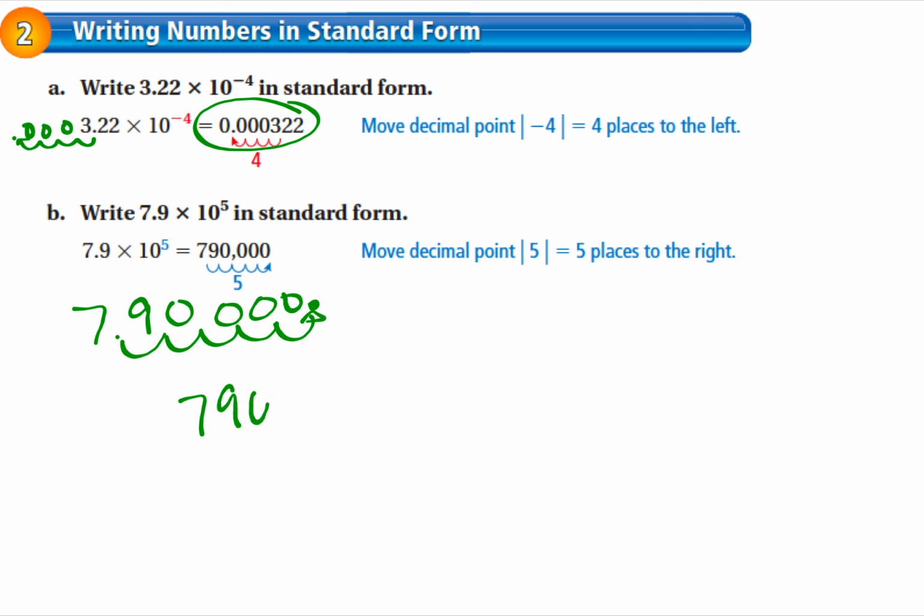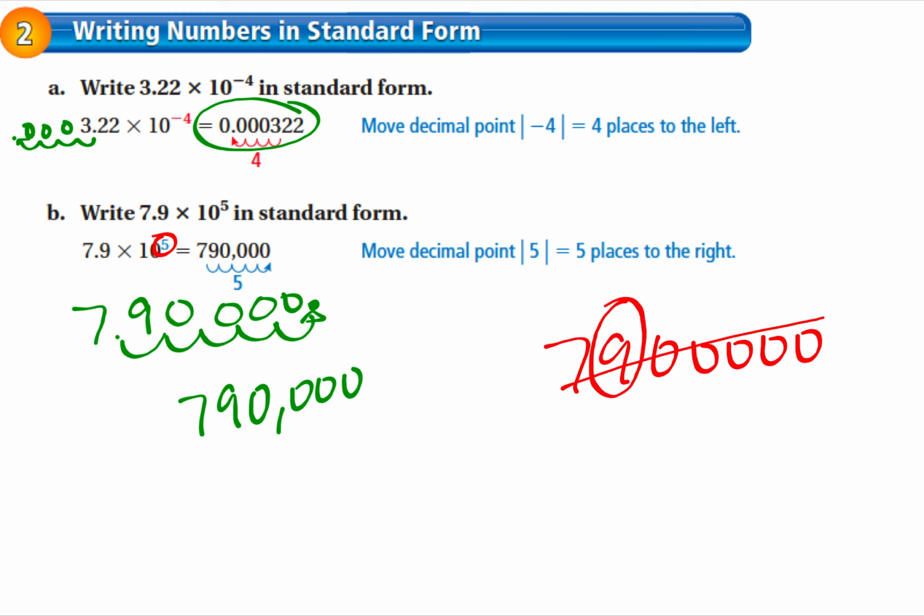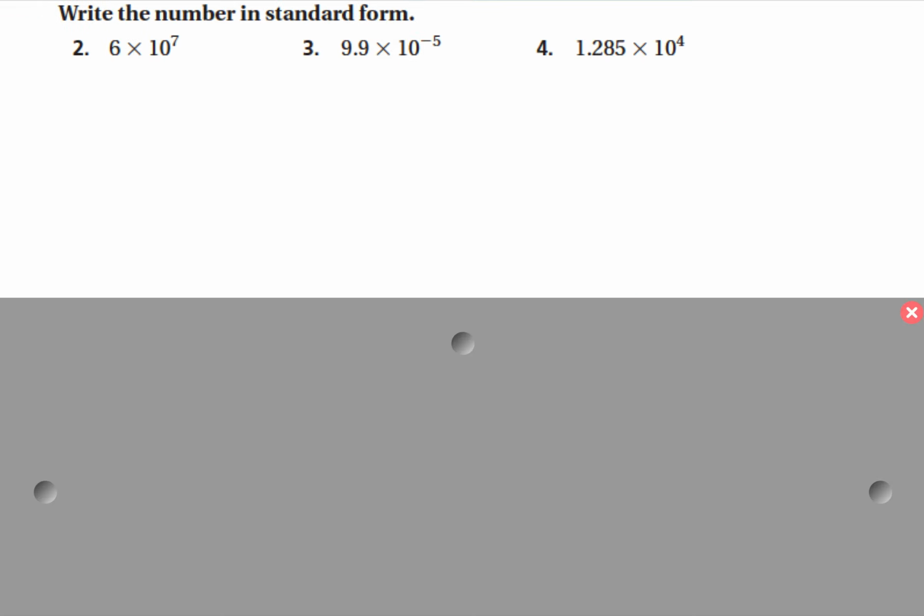So it is 790,000. A common mistake I see students make is thinking the exponent means the number of zeros, and they'll just put 5 zeros on it. That is not correct. It's 5 places. The 9 is one of those places. So this would be correct: 5 places moved, where the 9 is the first one, and the next 4 of them end up being zeros because we didn't have any other digits there.